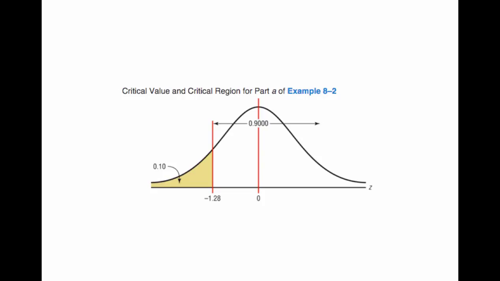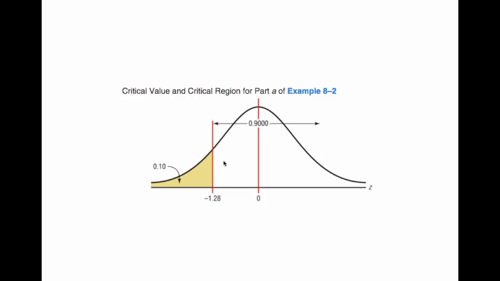In part A of example 2, we are to find the critical value associated with a left-tail test where alpha is equal to 0.10. And let's notice what happens with a left-tail test when alpha is 0.10. This shaded region here, then, the rejection region, would have an area of 0.1. That means that the rest of the distribution from this critical value on up would be 0.90.